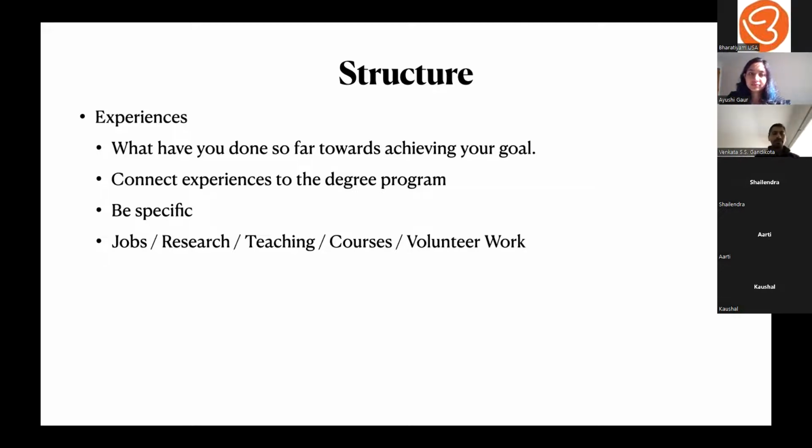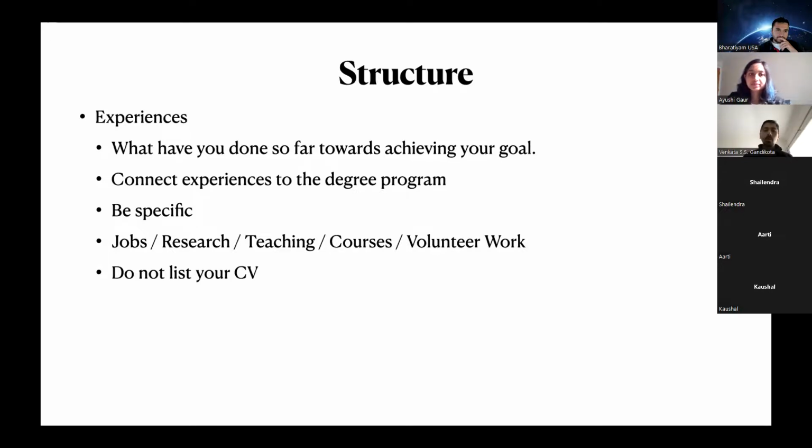So some of the experiences could include your jobs between your undergraduate degree and when you're applying now. It could be some research experience, some teaching experience, your courses that you have done during your undergraduate, or some volunteer work that you have done. And all of these experiences could develop a different aspect of your personal identity, right? And what I would refrain from doing is listing your CV.